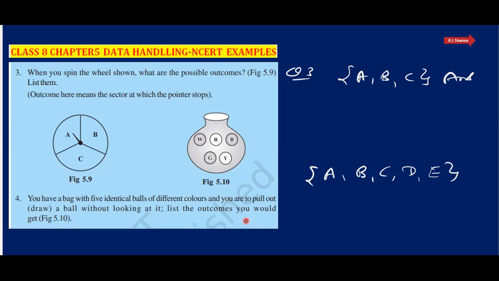And out of this, if you wish to choose any one color, so 1 upon 5, that will be the probability of getting one color out of 5 colors. हमने ये अपनी मर्जी से randomly we can say A, B, C, D, E are the colors here, because colors are not given. Only 5 colors are given. These are the identical balls but having different colors. That is why list the outcomes you would get. There are 5 outcomes, and probability of getting one color is 1 out of 5.